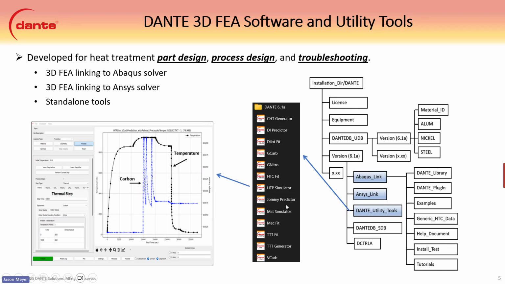But we also have all sorts of different utilities that are basically little snippets of the full DANTE package. We have several fitting tools that'll help you fit the data to the material database in DANTE. And then there's also a lot of prediction and design tools like G-carb or V-carb. G-carb handles the gas carburization predictions, and then V-carb will handle the vacuum or low pressure carburization models here. We also have several other ones. MAT simulator is a point-based analysis, whereas HTP simulator is 1D, so we actually get a profile, so we can see hardness profiles and phases as it goes into the depth of a part.